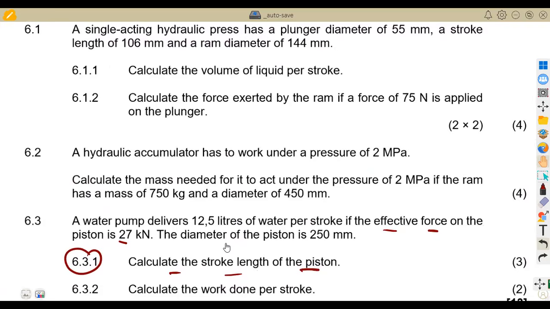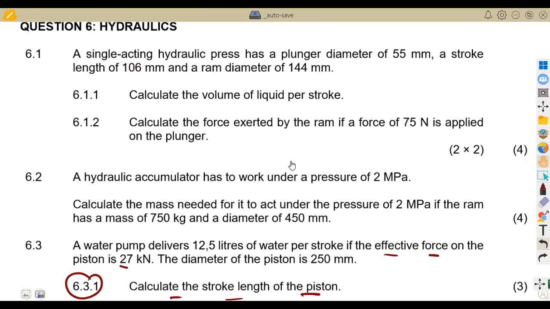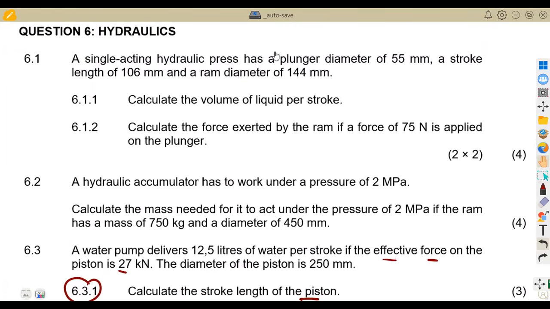So it's right in our revision. If you have an exam like this, it's an advantage on your side.